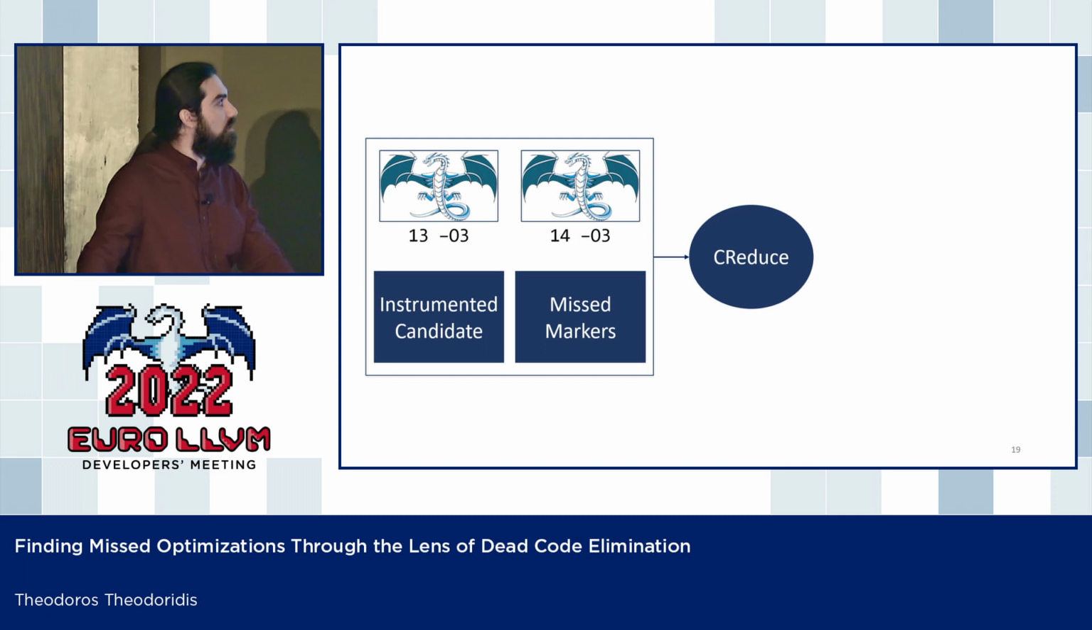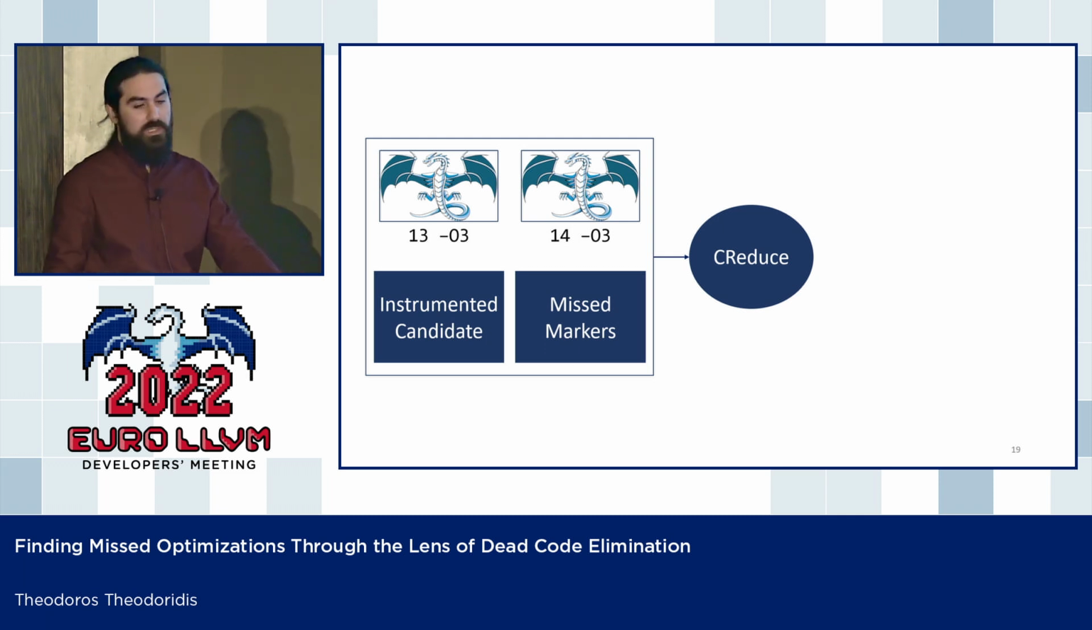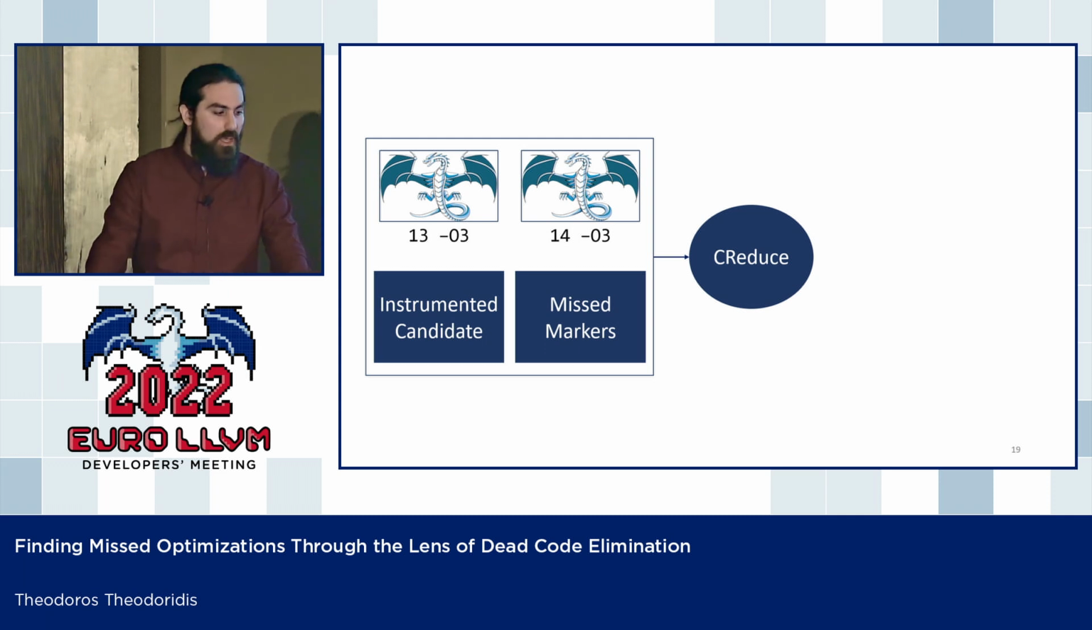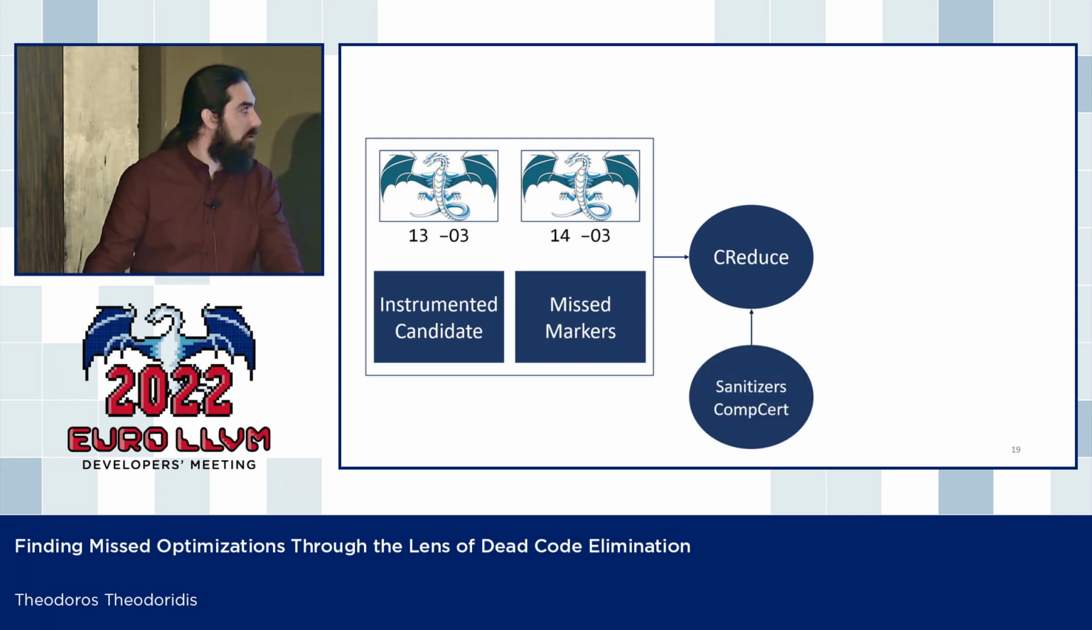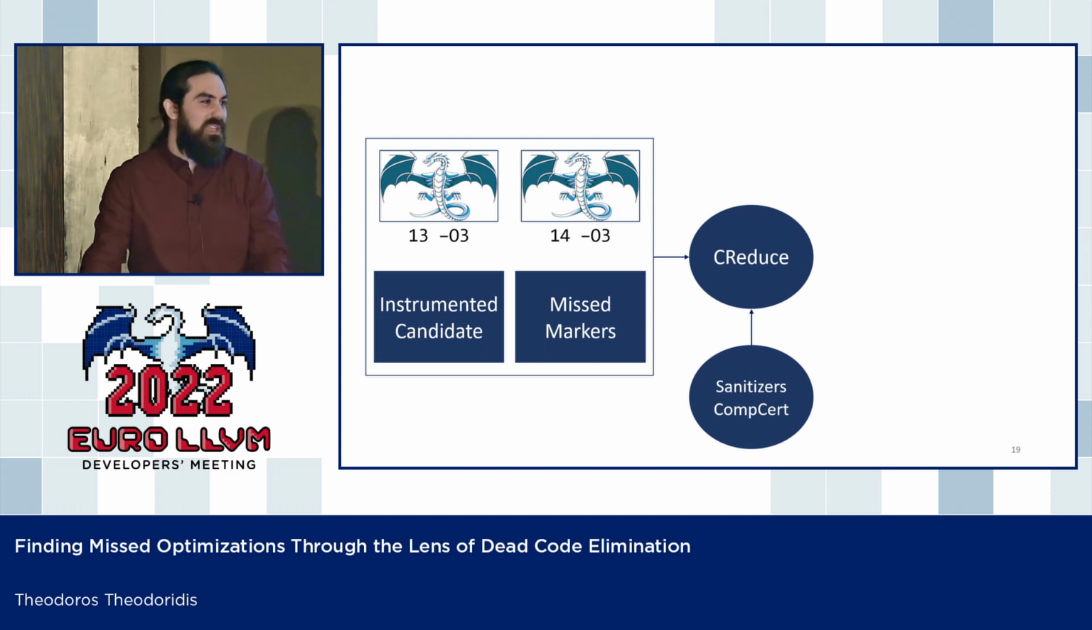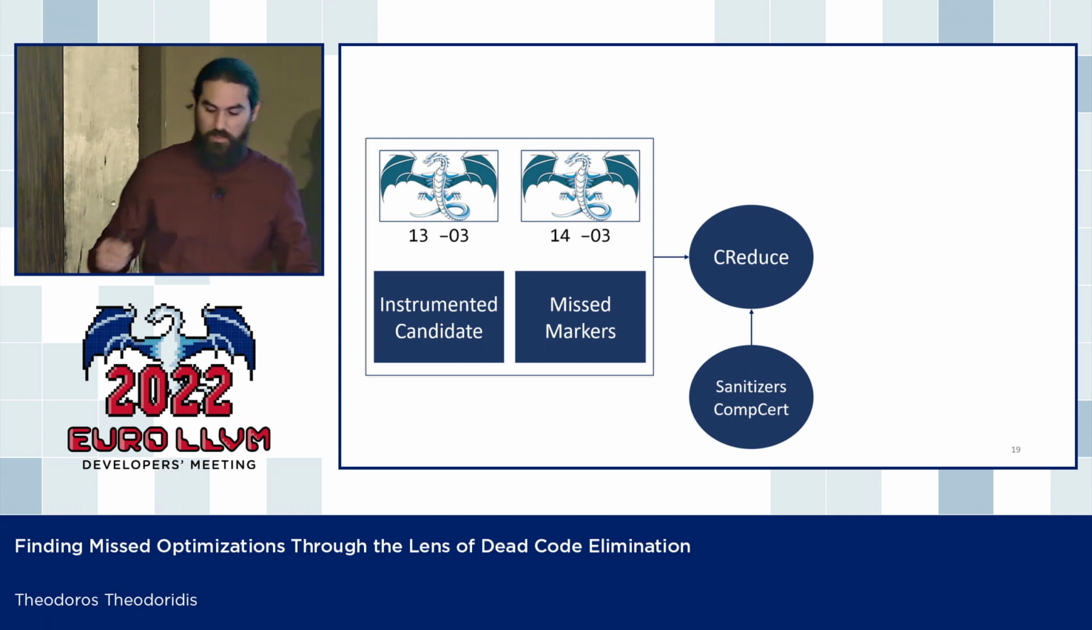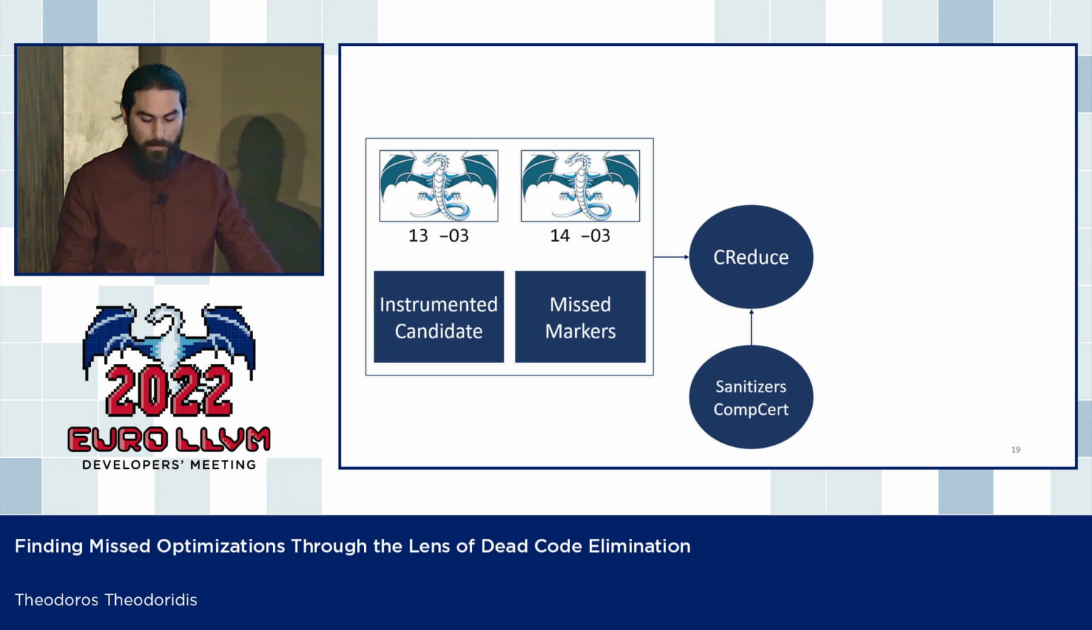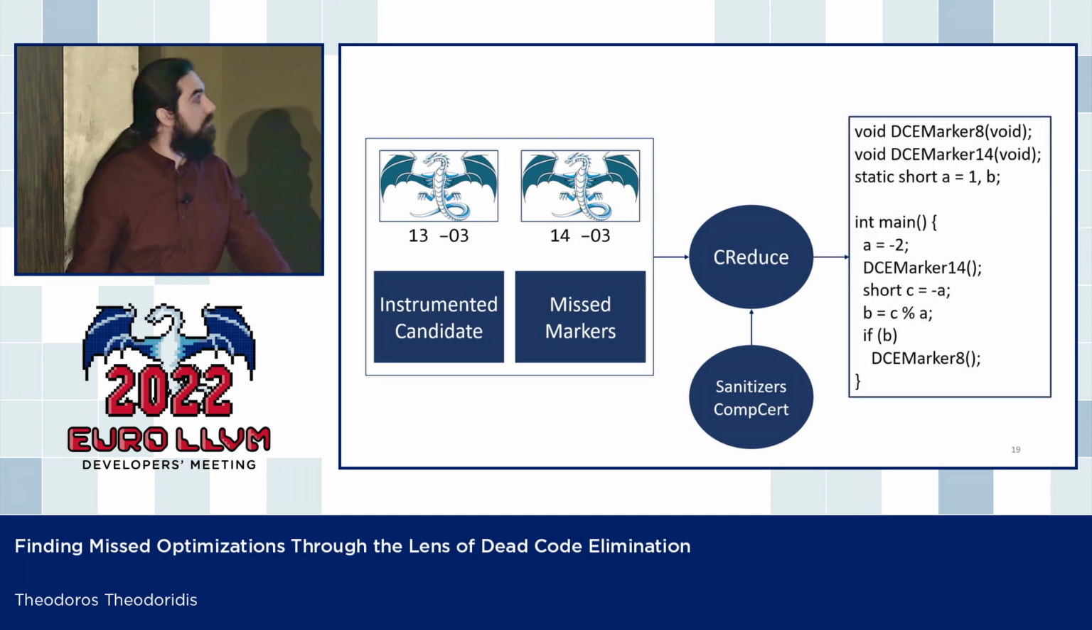which is another tool from the testing community that essentially tries to remove chunks from the program while still maintaining the property of interest. In our case, the property of interest is the difference in missed markers for the two compilers. We also care about correctness, so the reduced program shouldn't contain undefined behavior or other such problems, so we also use certain tools to help us ensure that this is the case.